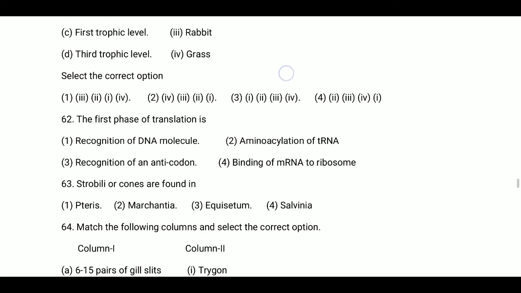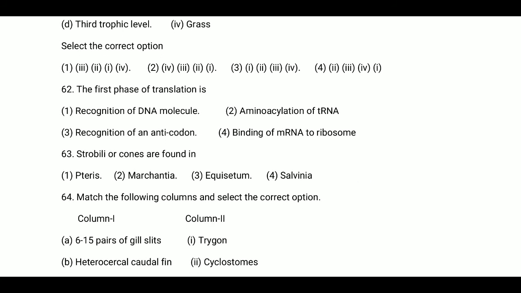The first phase of translation is recognition of DNA molecule, amino acylation of tRNA, recognition of an anticodon, binding of mRNA to ribosome. Yeah, good question. Again, the answer is directly amino acylation of tRNA is the right answer.